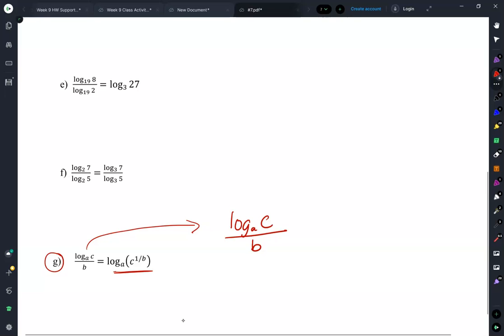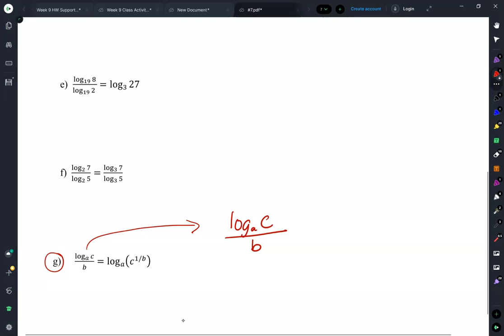It already has a log there, so I can use my log properties. On the other one, I had an equivalency, an equation, so I could take the log of both sides. With this one, I wouldn't need to do that. I'm just trying to prove that the left equals the right. Right? I'm just trying to prove those two things equal, and I already have it in log form, so I can just write it using my properties.